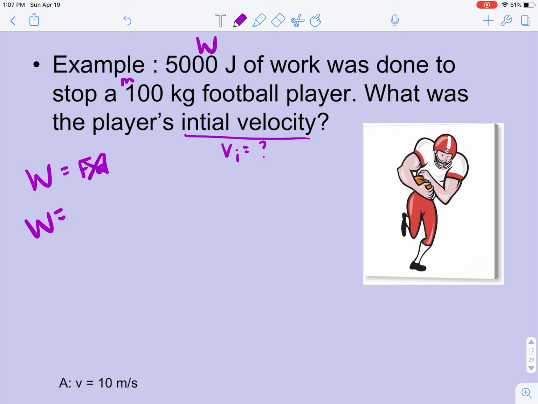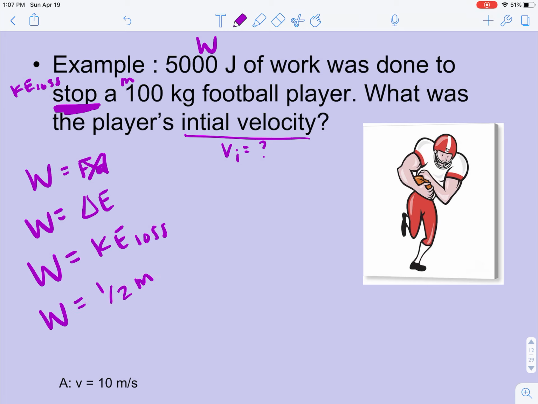But I do know work is also equal to any change in energy you're experiencing. This football player is coming to a stop, so he is losing kinetic energy. So I know how much work was done on the player is exactly equal to how much kinetic energy was lost. So I could say, I know the value for work. I'm not going to replace it with force times distance, but I do know the equation for kinetic energy is one half mass times velocity squared.